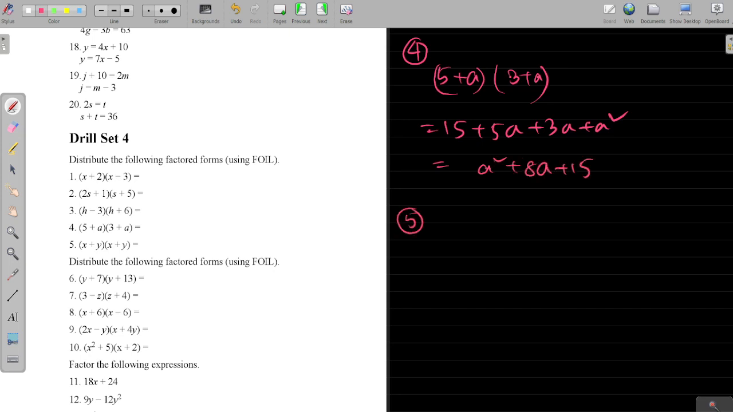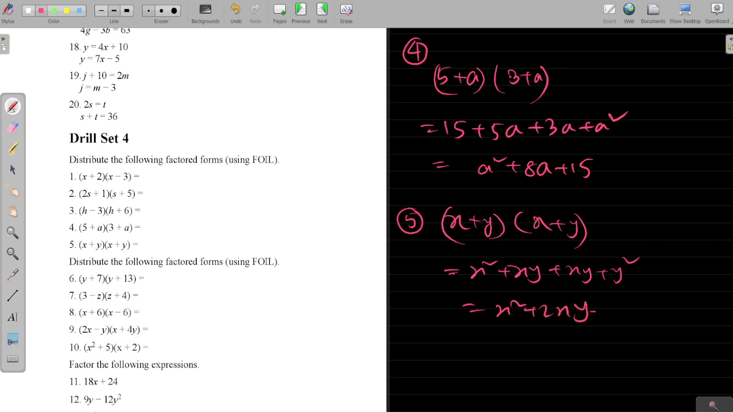Then I'm going to solve number 5, x plus y, and here x plus y. So this one will be x square plus xy plus xy, then y square. Then this will be x square plus 2xy plus y square. Or you can think of this as x plus y whole square, and the formula is x square plus 2xy plus y square.